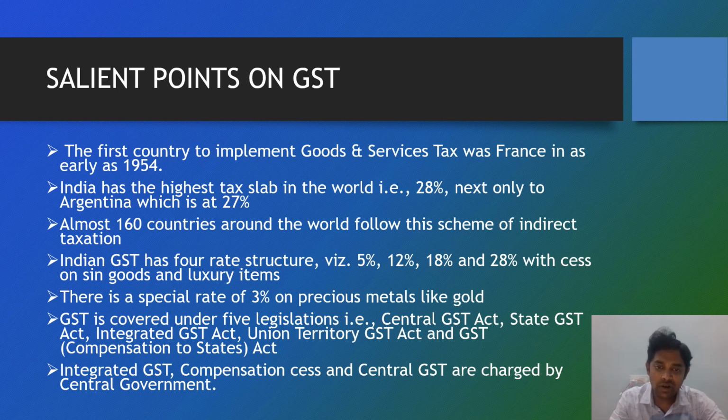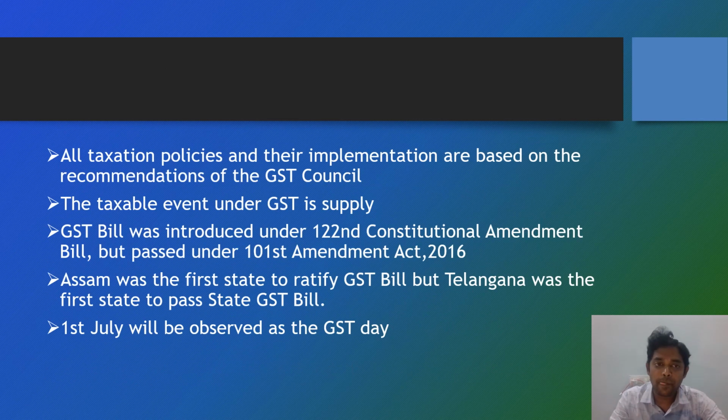GST is covered under 5 legislations: Central GST, State GST, Integrated GST, Union Territory GST, and GST Compensation to States Act. Integrated GST, compensation cess, and central GST are charged by the central government. All taxation policies and their implementation are based on the recommendations of the GST Council. The taxable event under GST is supply.